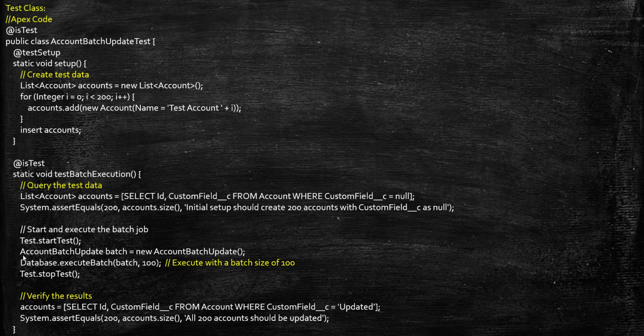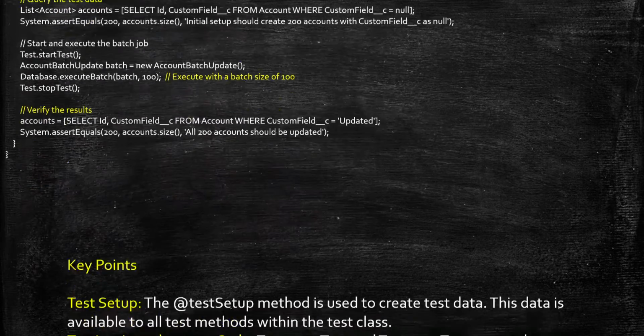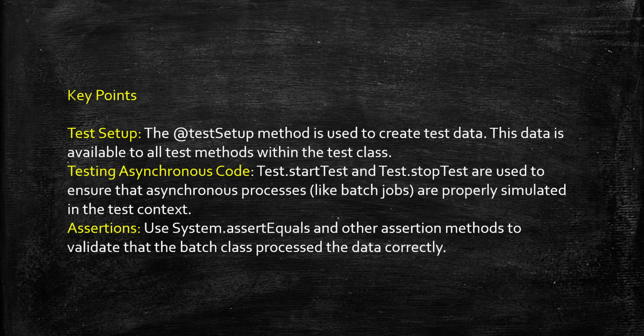Okay, and lastly, for the batch update, new AccountBatchUpdate, I execute it with a batch size of 100. After that I assert with the statement System.assertEquals(200, accounts.size()), that is, all 200 records have to be updated. Verify the results. Here the key points are testSetup, testing asynchronous code and assertions. These are the things I use: System.assertEquals and other assertion methods to validate whether the batch class processes data correctly or not.